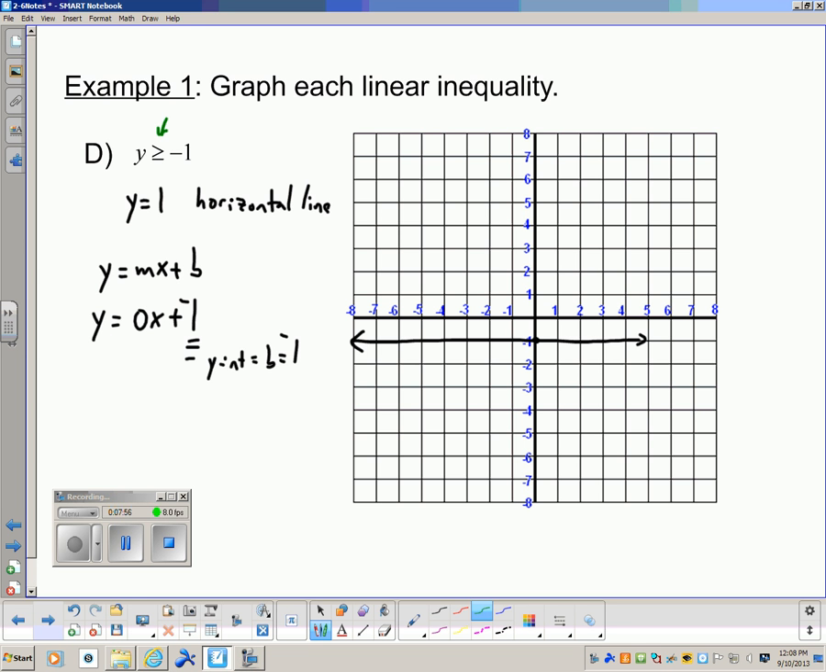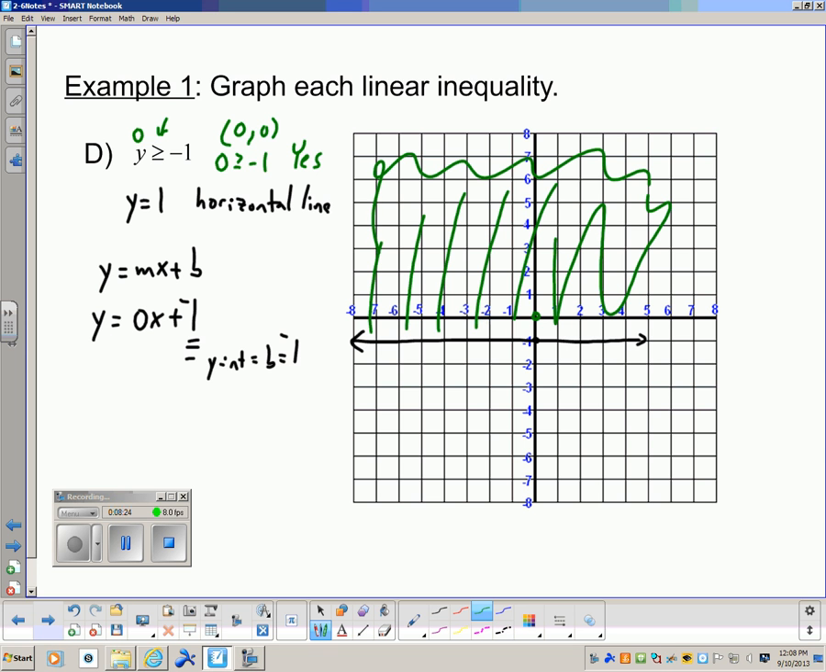So again, pick a point not on that line. So I'm going to pick 0, 0. It's not on that line. So picking 0, 0, I'm going to plug 0 in here for y. Is 0 greater than or equal to -1? No. I mean, yes, 0 is greater than or equal to -1. So yes, it is. So this time, since 0 is greater than or equal to -1, we're going to shade above the line. So there it is.